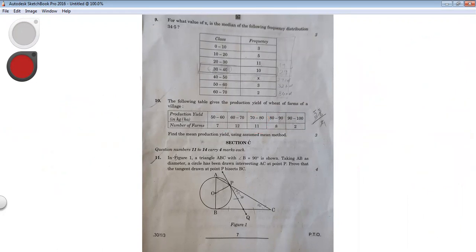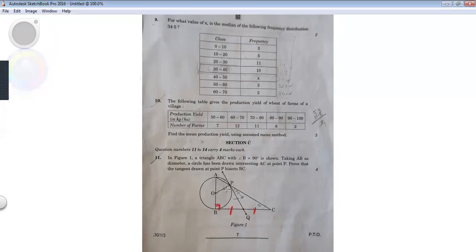Now let's come to section C. The 11th problem is simple, but it could get a little tricky. So quickly look at the problem. What it's asking is that angle BC is 90 degrees, right? So you need to prove BQ equals QC. All right, BQ equals QC you need to prove. So first, I'll show it to you on the figure itself, and then it's going to be very easy.